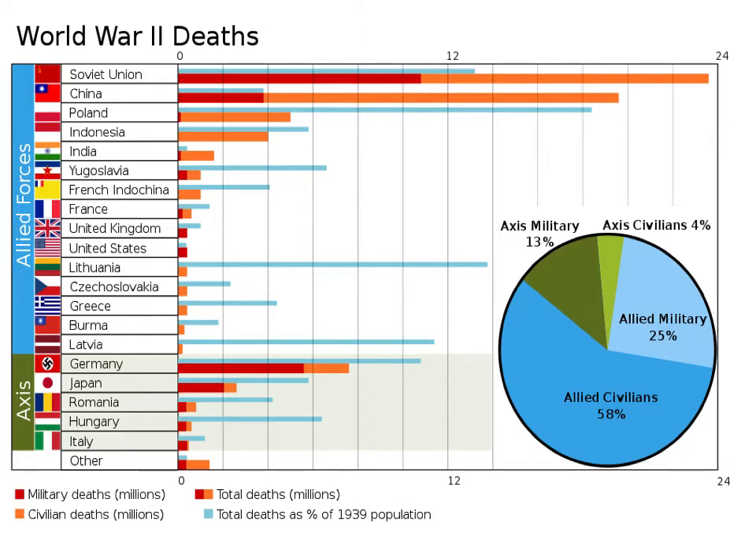Here we can see military deaths in the red bars, civilian deaths in the orange bars, and then the blue bars tell us what the percentage of the 1939 population of each country was, in terms of the percentage of that population that died as a result of the war. So when we look at things like the Soviet Union, of course, we're talking about over 20 million dead people to produce World War II.